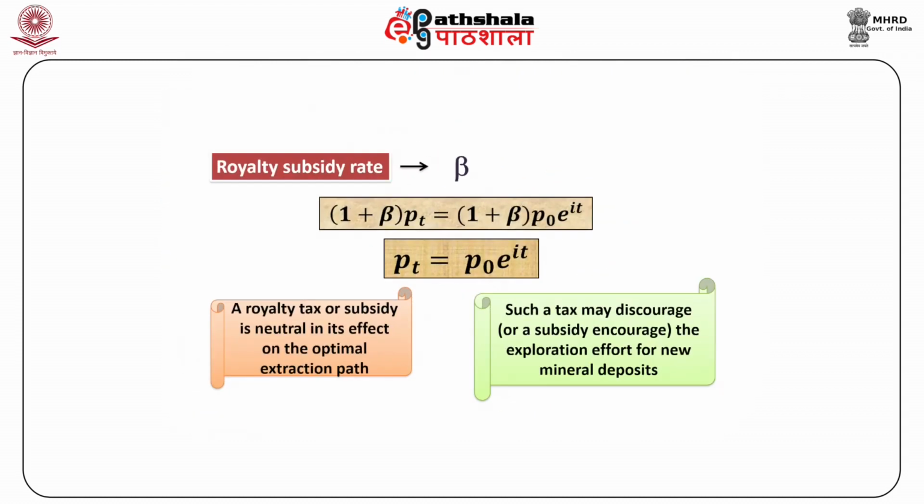This is also true for a royalty subsidy scheme. If we denote the royalty subsidy rate by beta, the efficiency condition may be given as (1 plus beta) Pt equals (1 plus beta) P0 e raised to the power it, which implies Pt equals P0 e raised to the power it. Thus, we may conclude that a royalty tax or subsidy is neutral in its effect on the optimal extraction path. However, such a tax may discourage, or a subsidy encourage, the exploration effort for new mineral deposits.